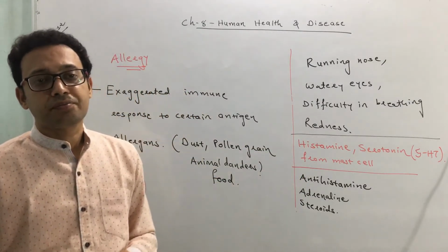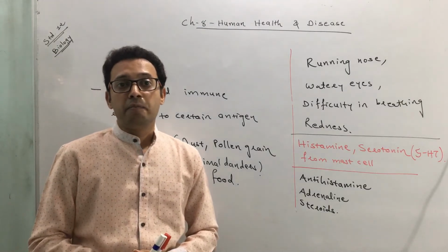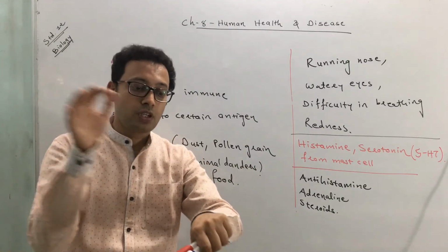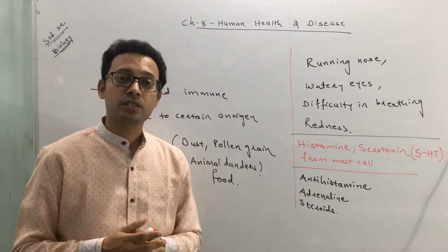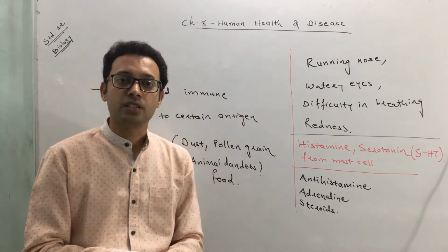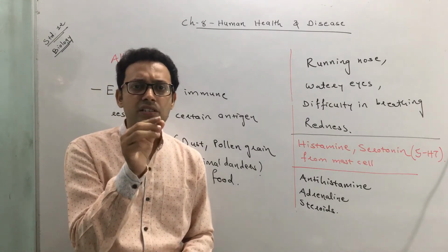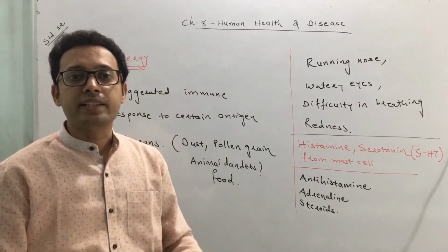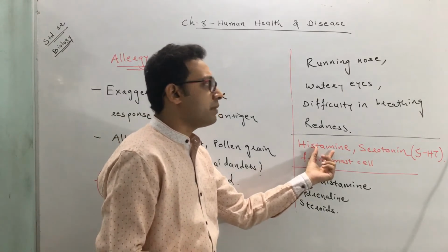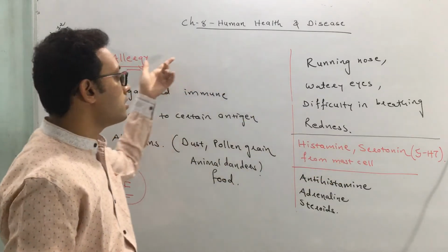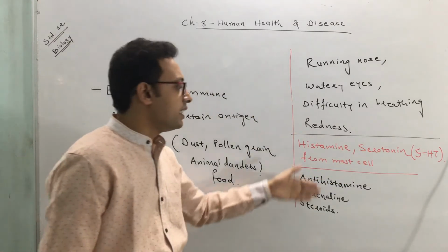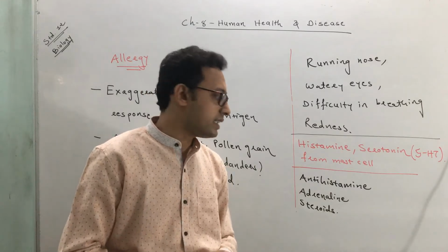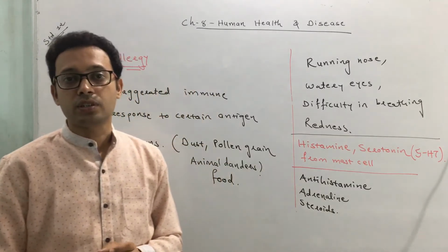Like suppose many honeybees bite a person, what happens? There is a redness and a swelling at the site of the bite. Why does it occur? It occurs due to a release of histamine, and it is a kind of allergy. Okay, so what does it need? It needs such a treatment: antihistamine, adrenaline and steroids.